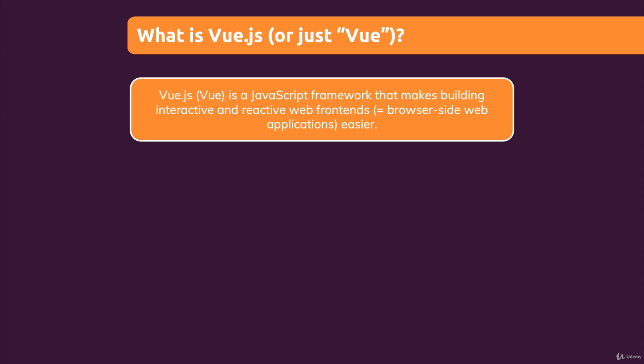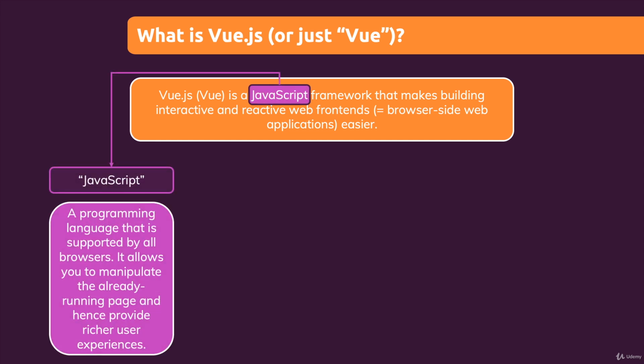So let me make this a bit clearer, and let's highlight the important parts here. And of course, one important part is JavaScript. Vue.js is for JavaScript, and it uses JavaScript. It's all about JavaScript because JavaScript is the programming language which we can use in the browser. We can run it in the browser after a page was loaded by the user. It allows us to manipulate what the user sees on the screen without fetching a new page from the server.